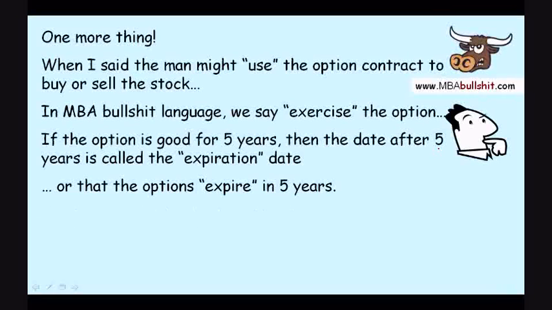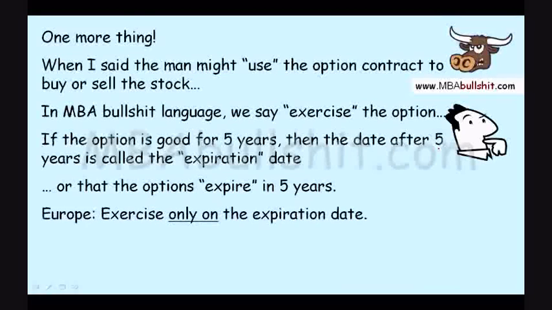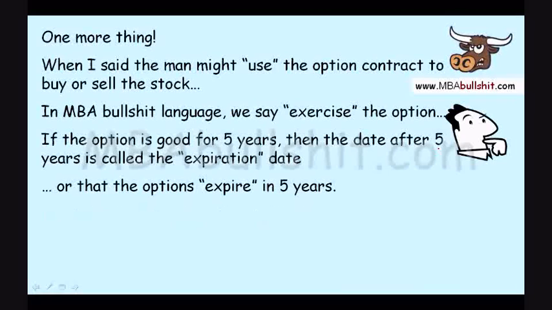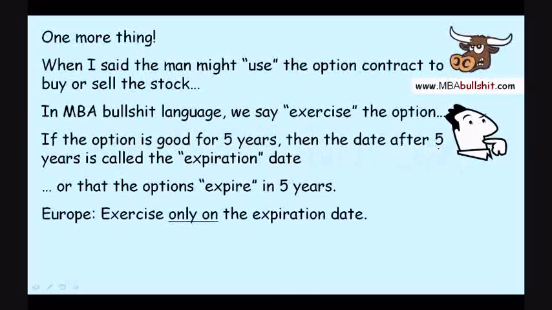Now, very, very important, I said that this man can use the option or can exercise the option any time in 5 years, right? But actually, in Europe, it's a special case. In Europe, if you use options there, you cannot use it any time within the next 5 years or any time before expiration. In Europe, you must exercise the option only on the expiration date itself. So be very clear about that.